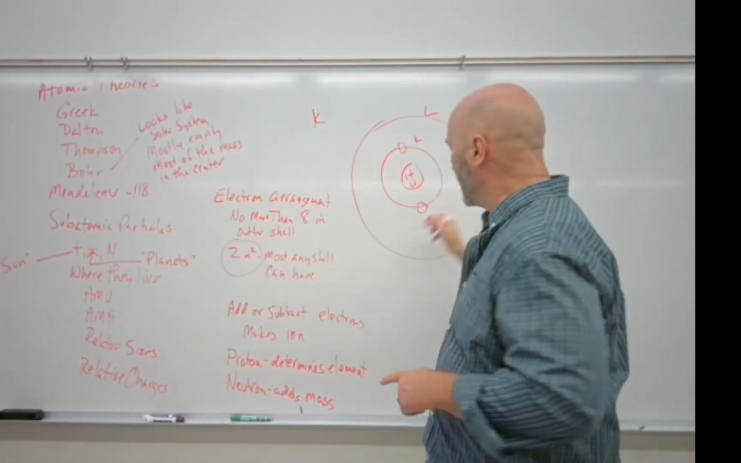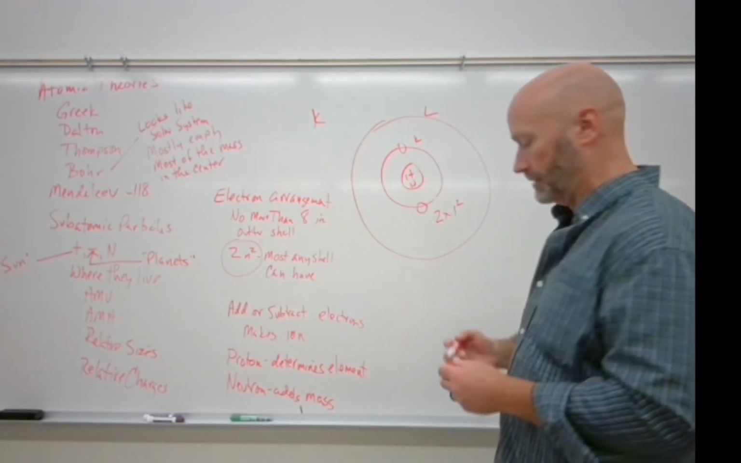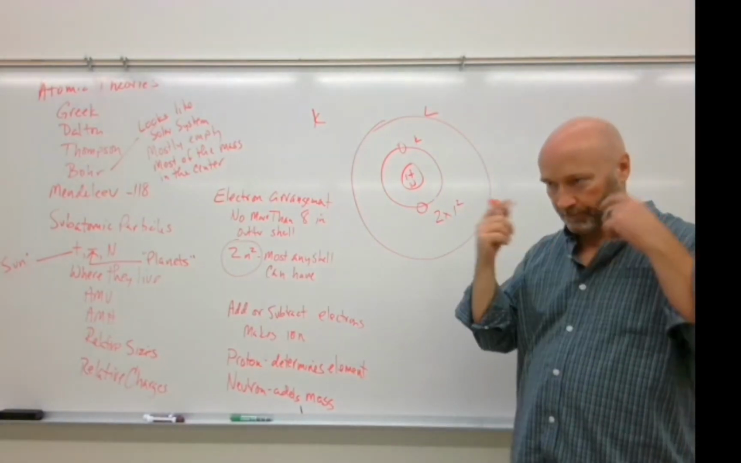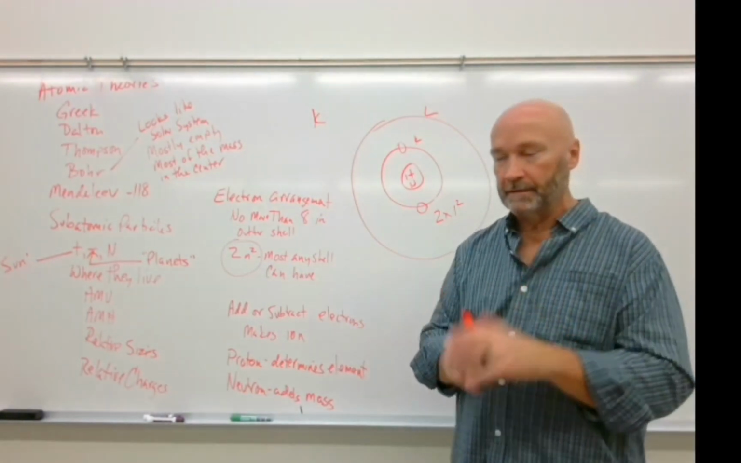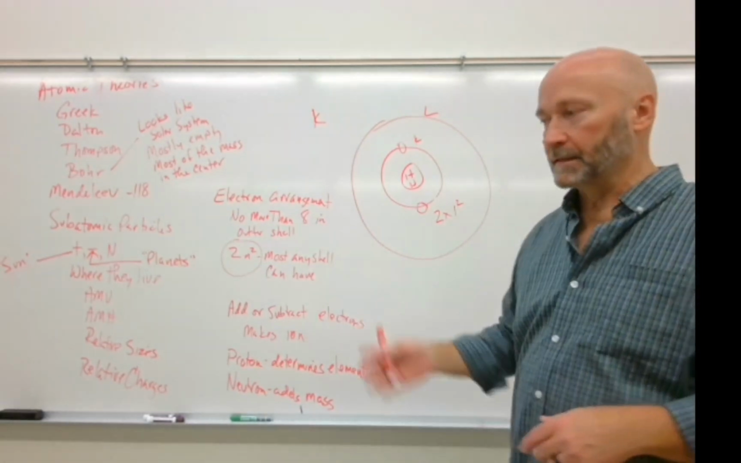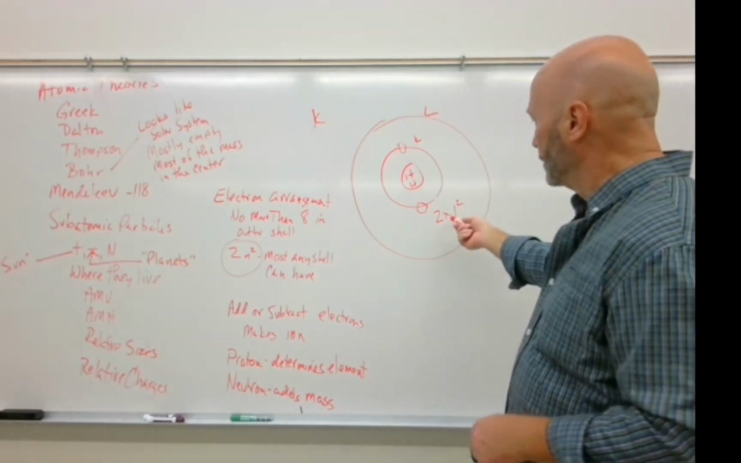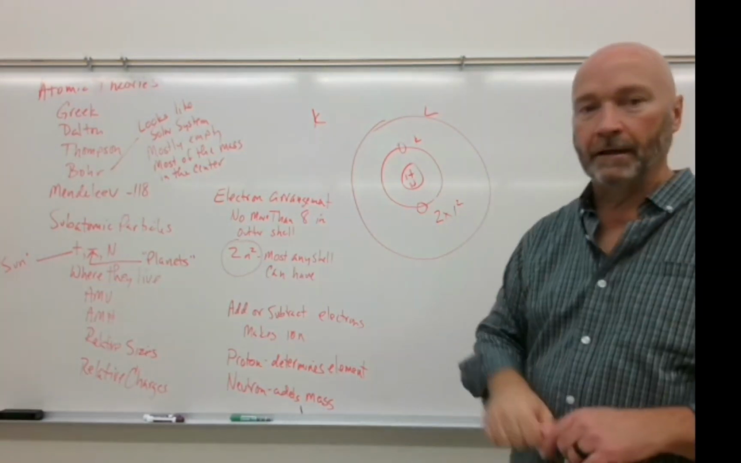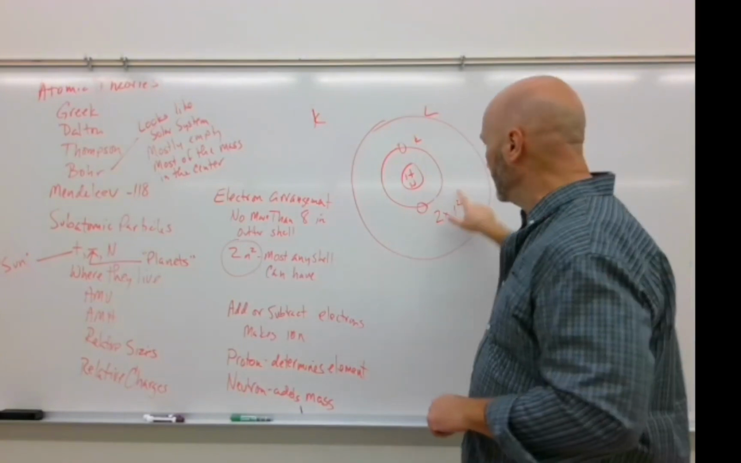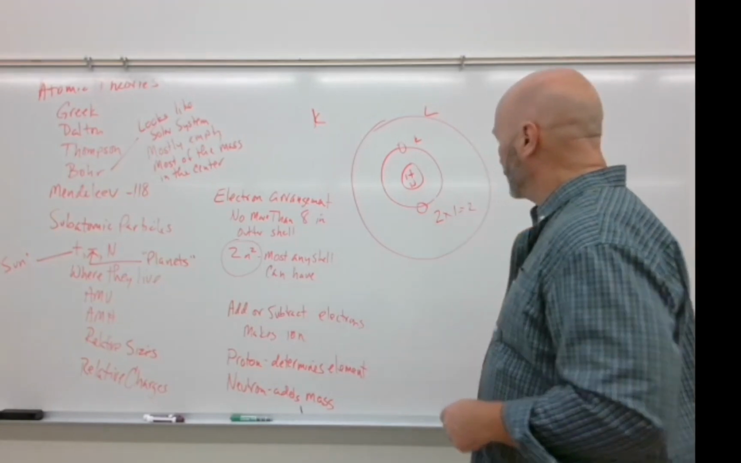So using that, we can say 2 times 1 squared. And you've got to remember your order of operations. The first thing you do is remove parentheses. We have no parentheses, and the next thing you would do is take care of the exponent. So we are going to square our 1, and 1 times 1 is 1, right? So that's what it would look like. Our innermost shell can only have 2 electrons.